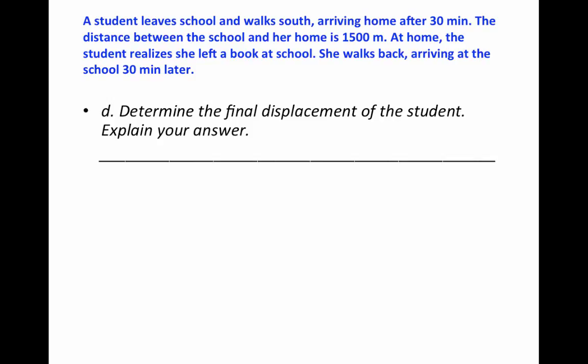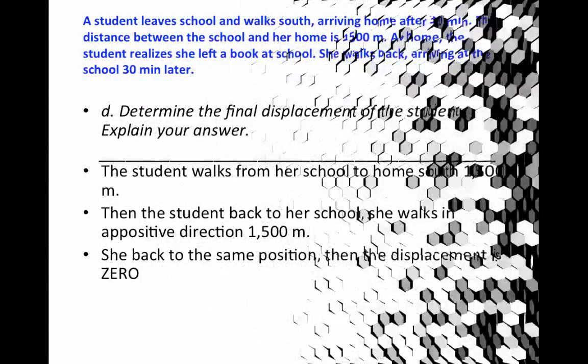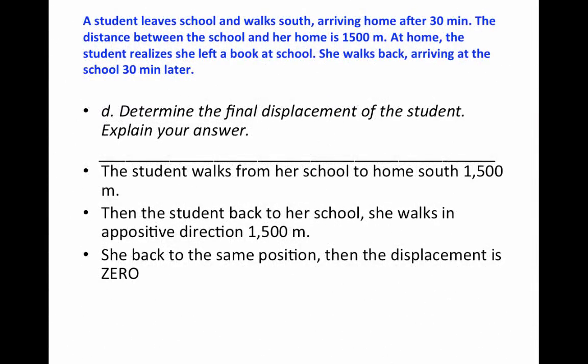Determine the final displacement of the student. Explain your answer. Displacement. The student walked from her school to home, 1,500 meters. Then the student went back to her school. She walked in the opposite direction, 1,500 meters. She got back to the same position. Then the displacement is 0.